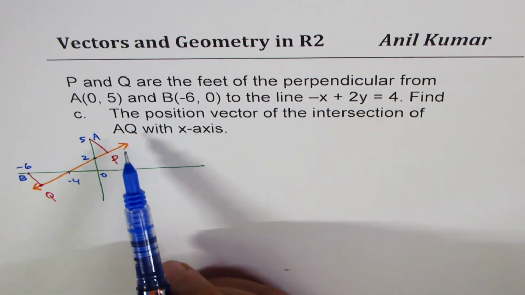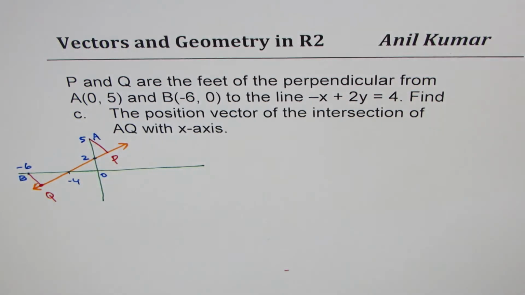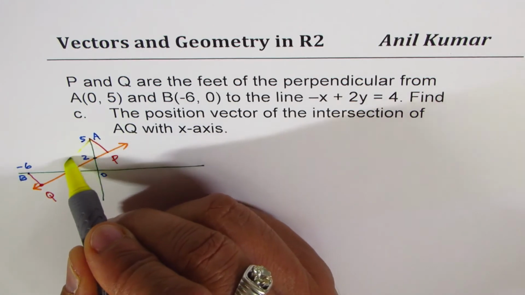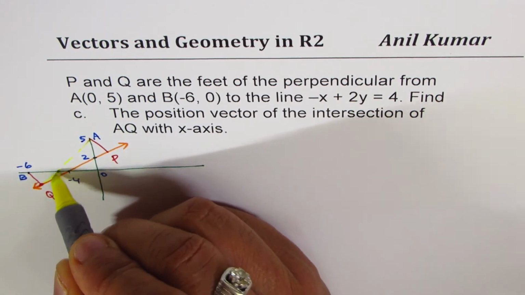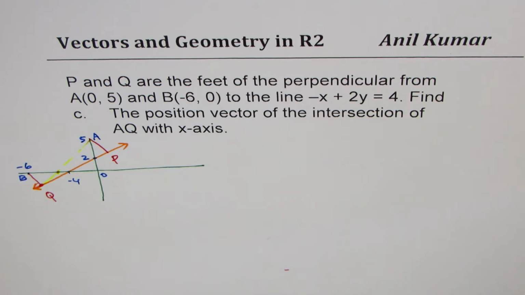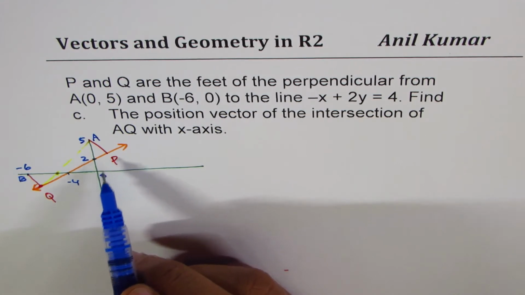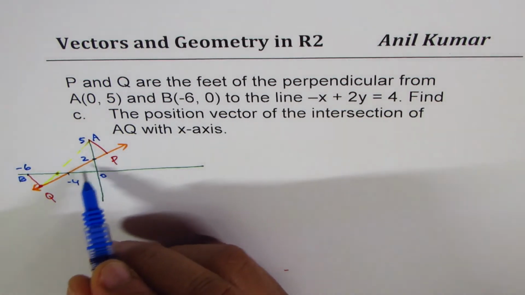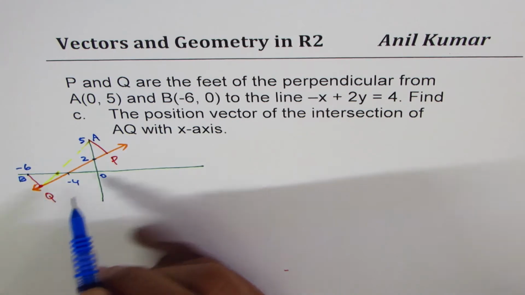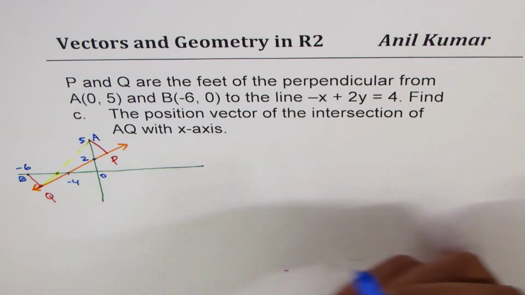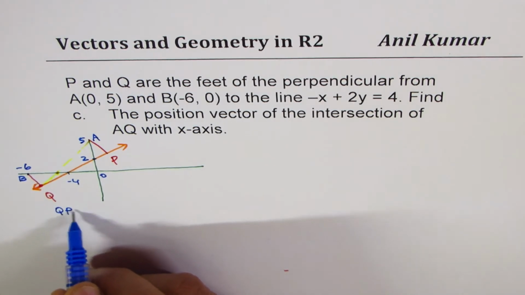Position vector of intersection of AQ. So we need to find the equation of AQ, and once we do that, we will know where it meets, correct? So that's the whole idea. We know it has to be between minus 4 and minus 6. That much we know for sure. So let's get back to our equations. We know the equation of QP. First we have to find, so we know the equation of the line given to us.